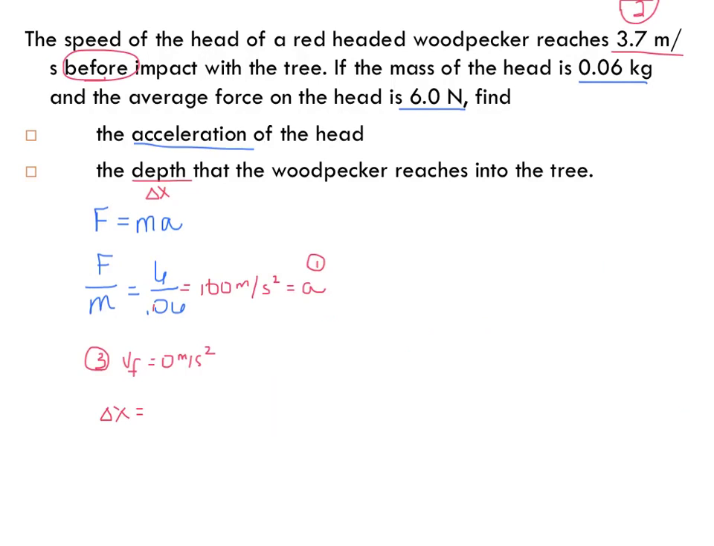So the only equation that has all 3 pieces is v f squared equals v naught squared plus 2a delta x. So here, my final velocity was 0, so I can go ahead and cross that piece out. Again, we're trying to solve for delta x, so that's negative 2a delta x is equal to v naught squared. Getting delta x by itself, I get v naught squared divided by negative 2a.